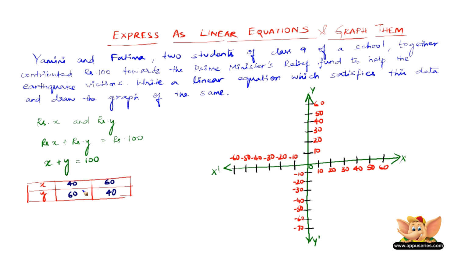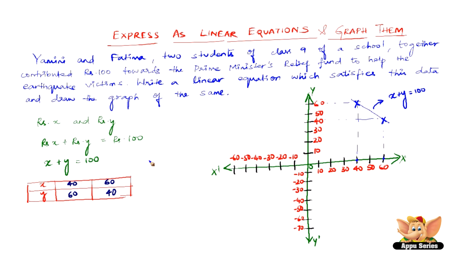So the first point is 40 comma 60. 40 is on the x-axis, here it is, and 60 on the y, here it is. Here they meet. So this is the first point. The second point is 60 on the x and 40 on the y, which is here. This is a pretty simple line to draw, a straight line. All we have to do is join these two points, and this line represents x plus y equals 100.